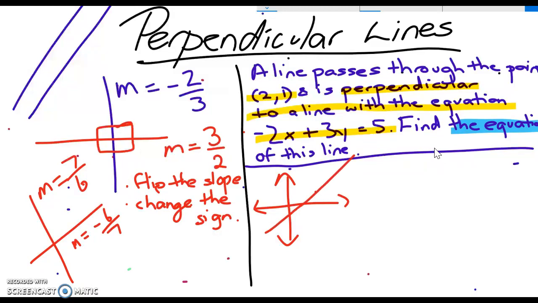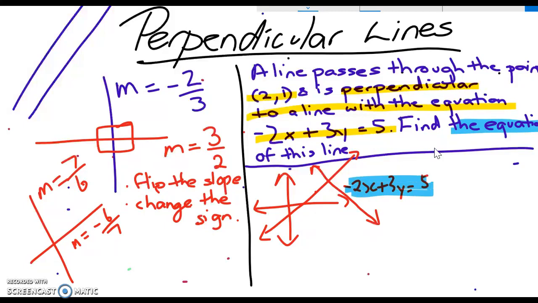Now, I don't know exactly where the line -2x plus 3y equals 5 is, but I know it's perpendicular to this line. So I'm just going to draw a line in perpendicular, and I'm going to call that line -2x plus 3y equals 5, because that's going to help me. Now, to find the equation of the line, I need two things. I need the slope, and I need the y-intercept. To find the slope, I'm going to rearrange this equation, -2x plus 3y equals 5, and find what its slope is. Then I know the slope of the line that I'm interested in will be the negative reciprocal.